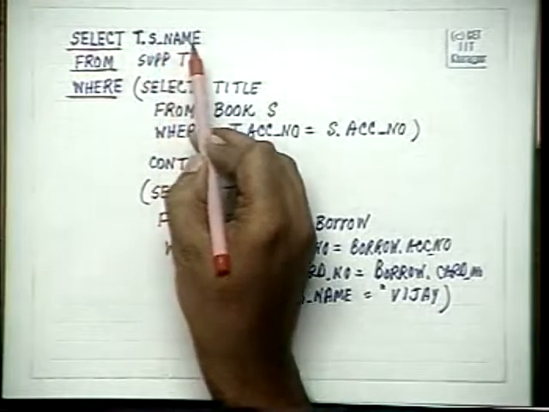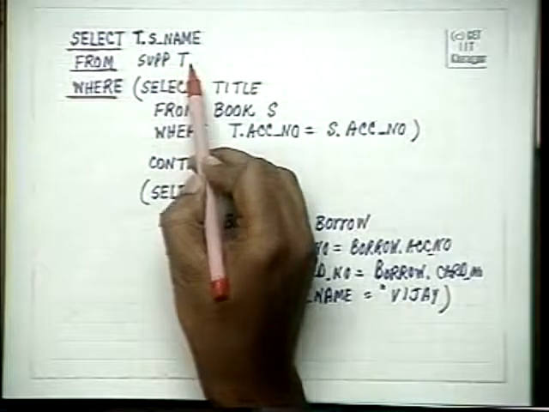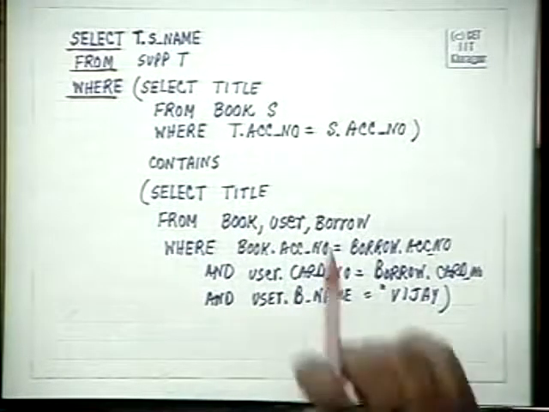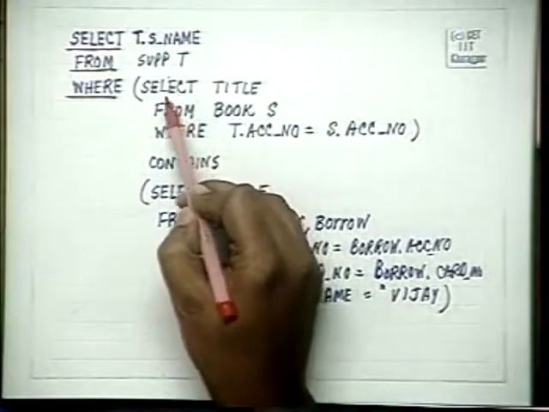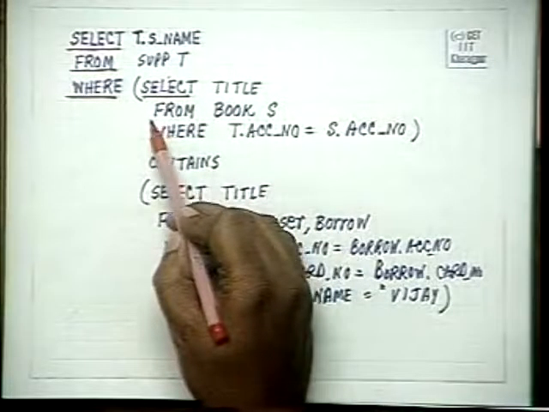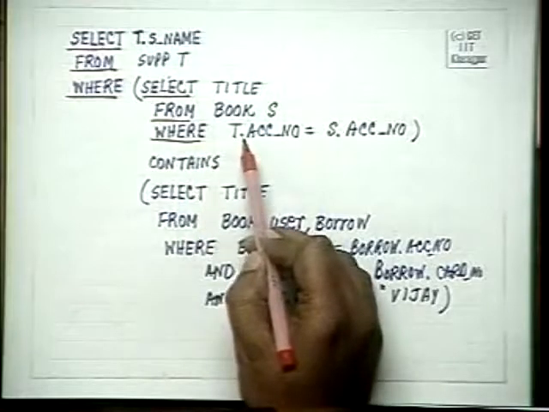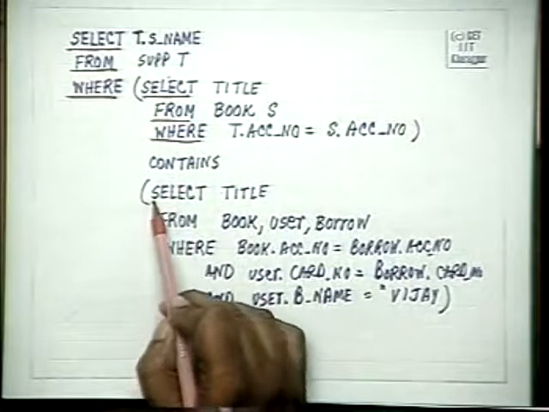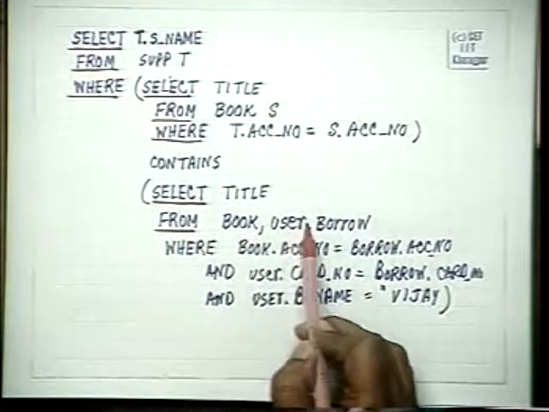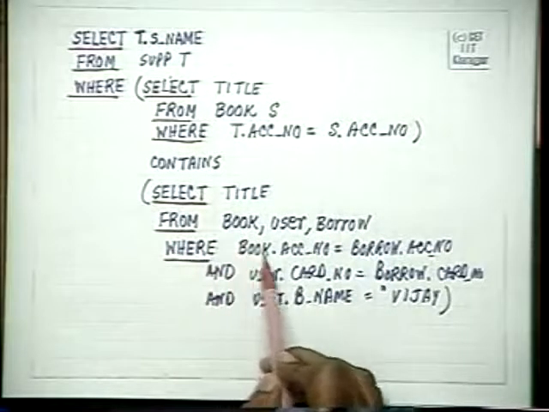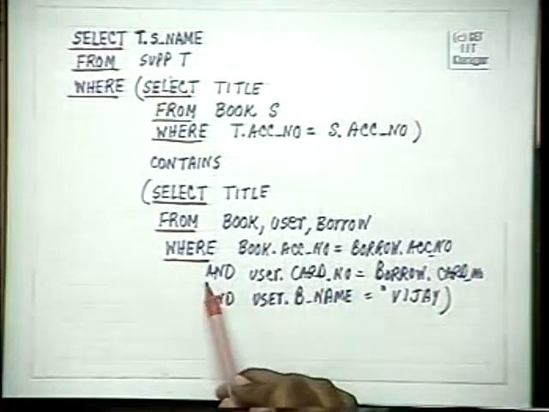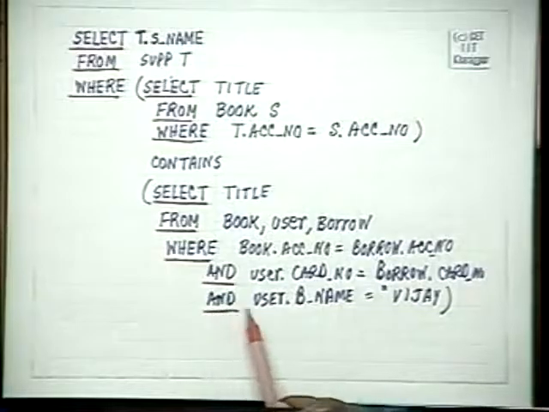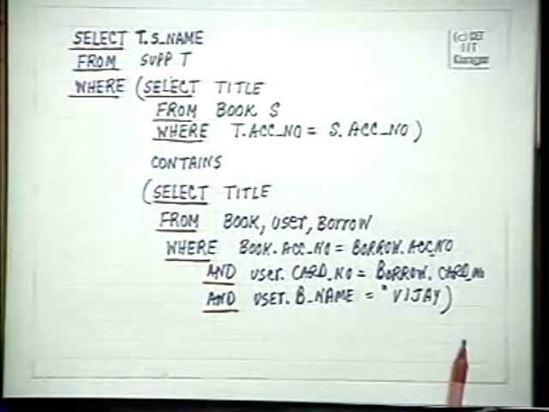Select T.S name from sub T, where the whole thing is inside the where. Select title from book where T.accession number is equal to S.accession number. Contains, select title from book, user, borrow, where book.accession number equal to borrow.accession number, and user.card number equal to borrow.card number, and user.B name equal to Vijay.